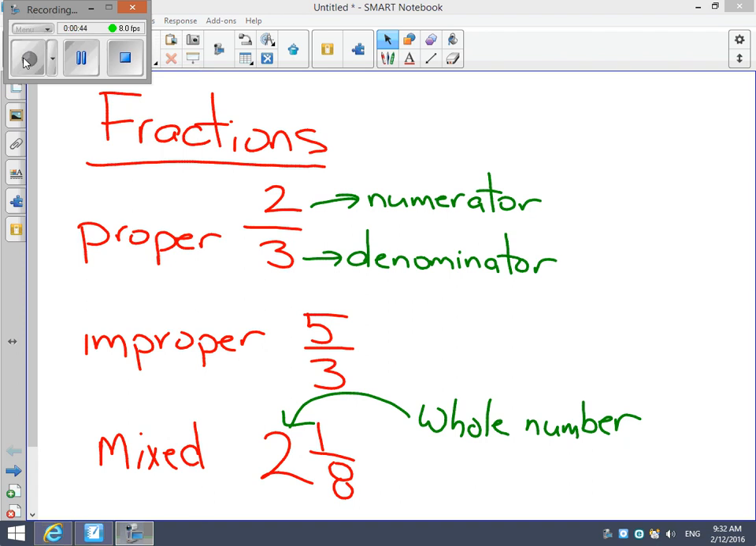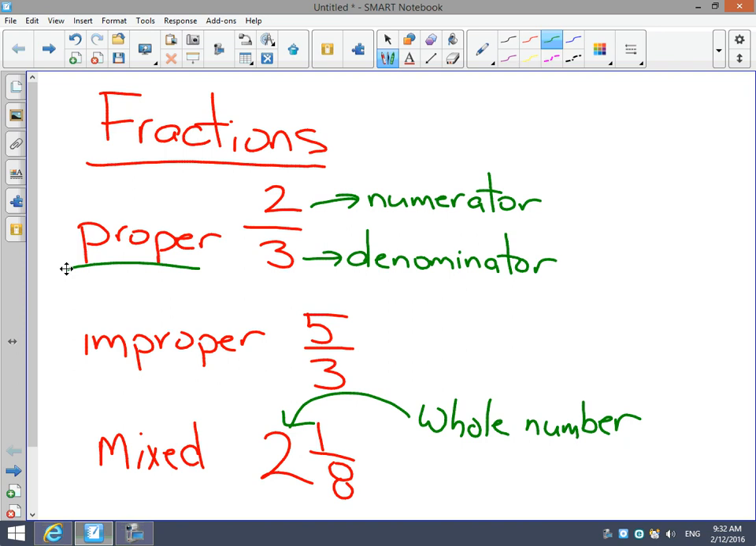So the first type of fraction that we talked about is a proper fraction. And a proper fraction is just a fraction that is less than one whole. So if this says 2/3, the top number is always our numerator, and our bottom number is always our denominator. And what that means is it is two parts of a three-section piece. So 2 is the specific number we are talking about, and 3 is the total amount of pieces in the whole.